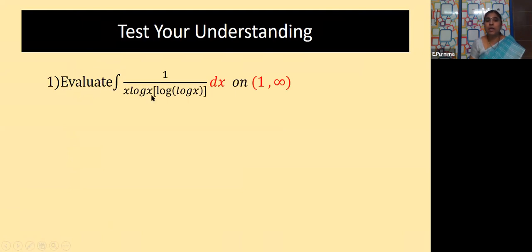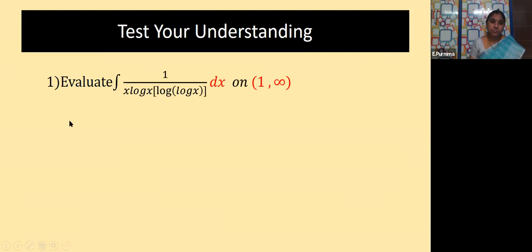Evaluate 1 by x log x into log of log x dx. So what is here, children? x log x is there, and inside, log of log x is there. By taking which term as t, the rest of the x terms will become dt, the derivative of that function? Try to see, by taking which term as t and differentiating, we get the remaining terms as dt.